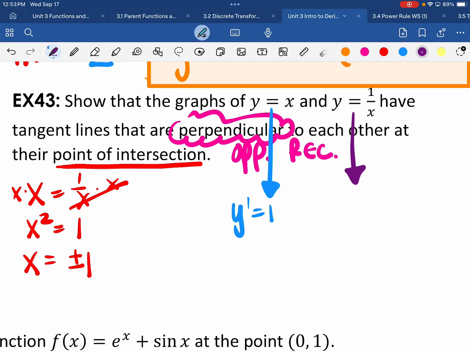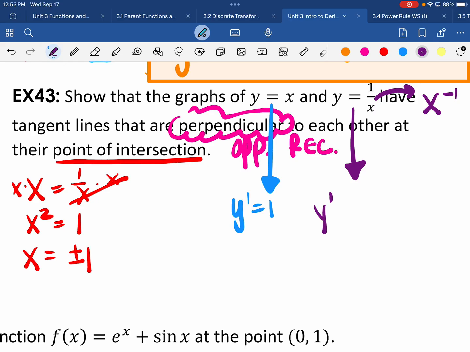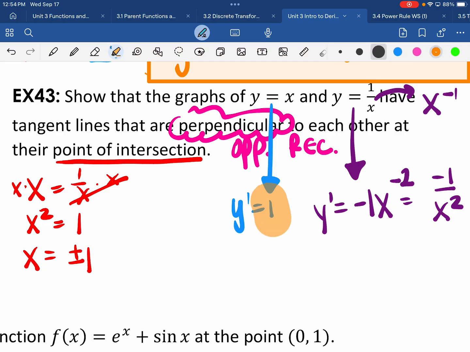Okay, this next derivative is a little bit harder. I do strongly urge you to rewrite your fractions instead of trying to do it in your head. So I'm going to rewrite 1 over x as x to the -1. So the -1 is going to come in the front. What is my new exponent going to be? -2, which is the same thing as -1 over x squared. All right, so these are my two derivatives, which are the two things that tell me slope.